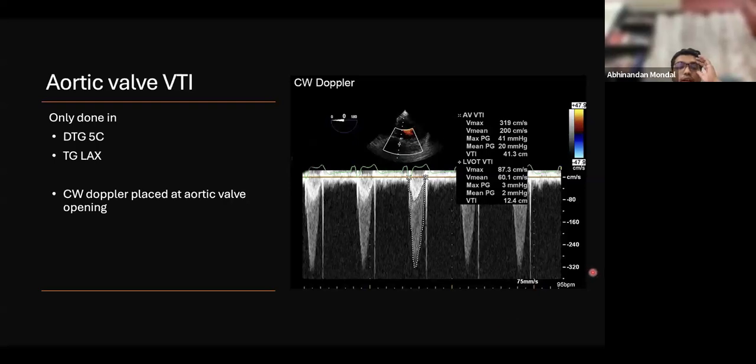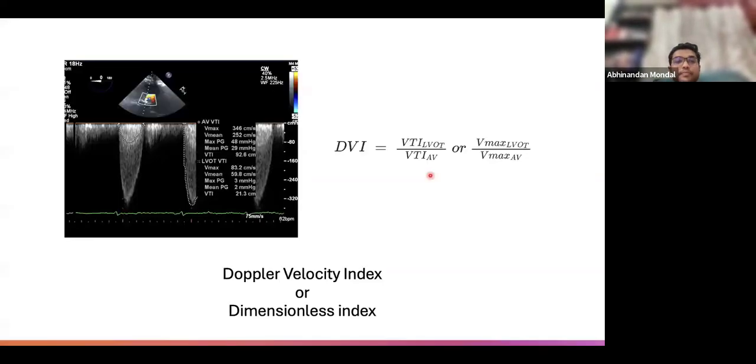Aortic valve VTI is only done in the deep transgastric 5-chamber view or transgastric long axis view. We place continuous wave Doppler at the aortic valve opening, and in a case of AS it gives you a waveform like this. You can see there is a much wider waveform, and a smaller waveform which is the waveform of your LVOT. From this image, you can measure your DVI. I am coming to the next slide.